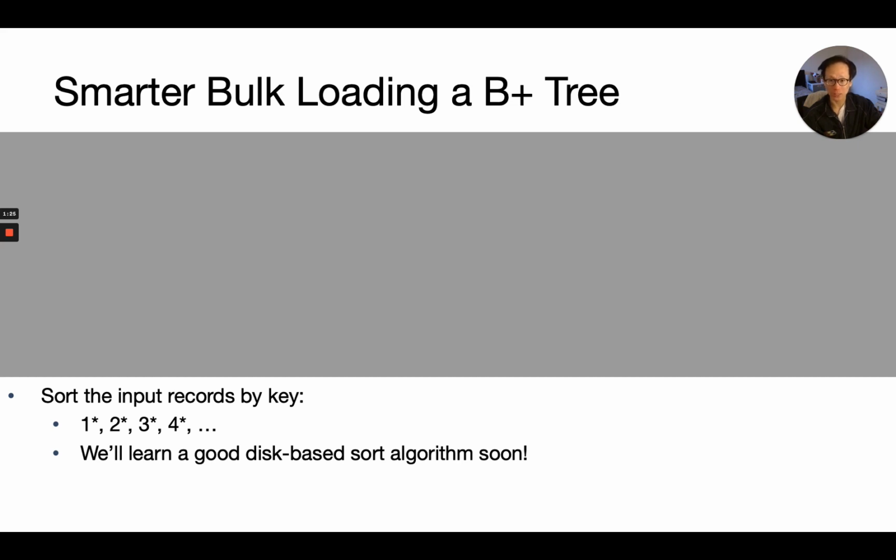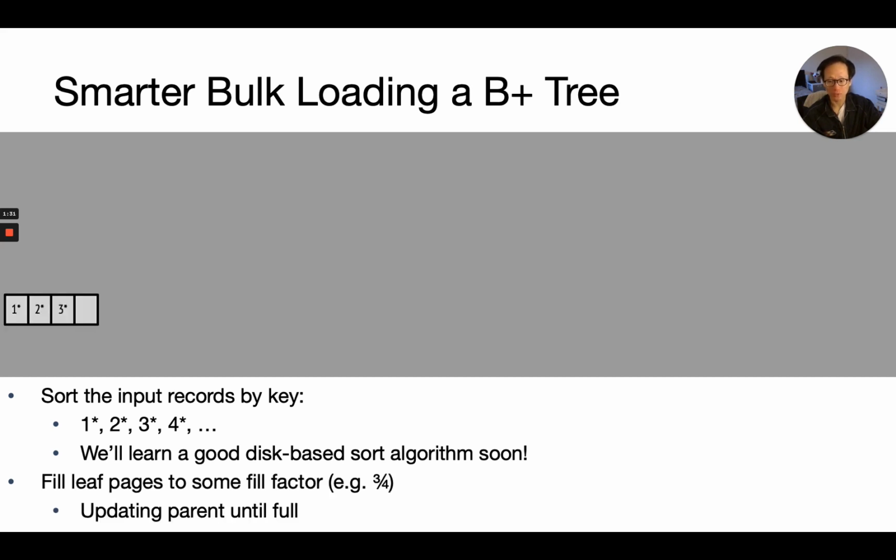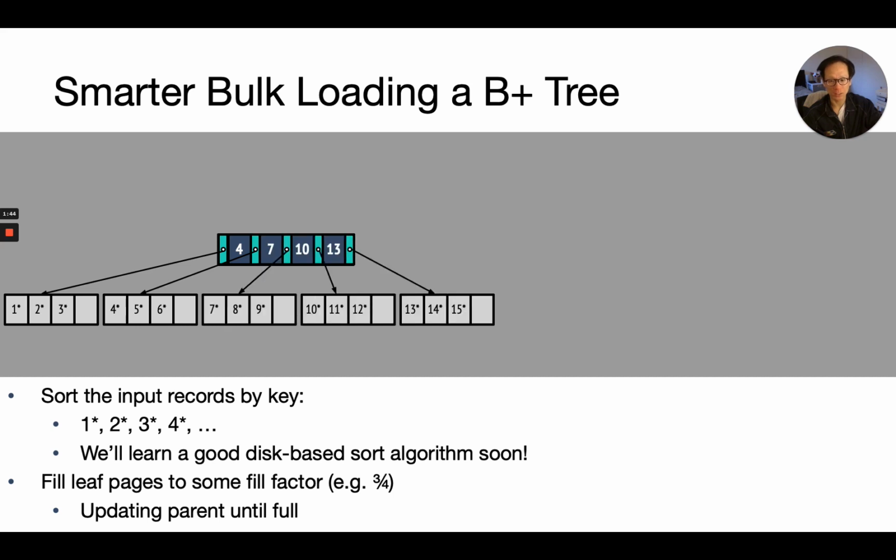But if we can do that, then that's great, because rather than navigating from the root of the tree for every tuple, we can fill up the leaf pages directly up to the fill factor that we have decided, in this case 3/4. We will update the parent node for each of these new leaf pages that we create, up until the point where the parent node no longer has space for a new pointer. What do we do then?